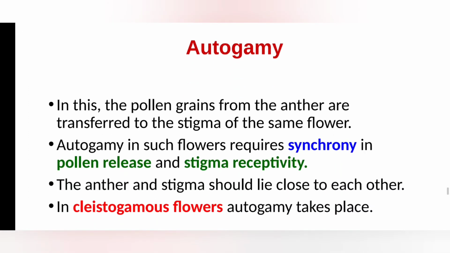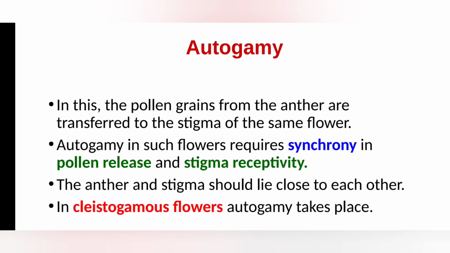Now let us learn in detail about autogamy. In this, the pollen grains from the anther are transferred to the stigma of the same flower. Autogamy in such flowers requires synchrony in pollen release and stigma receptivity.